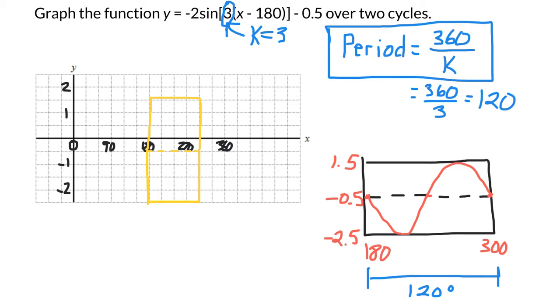So on the left, I'm starting at 180 and ending at 300. My maximum is 1.5 and my minimum is negative 2.5. My central axis is at negative 0.5. I start on the central axis, I end at the central axis, halfway between, I'm on the central axis. I go down to my minimum, I go up to my maximum, and there is one cycle of my function.